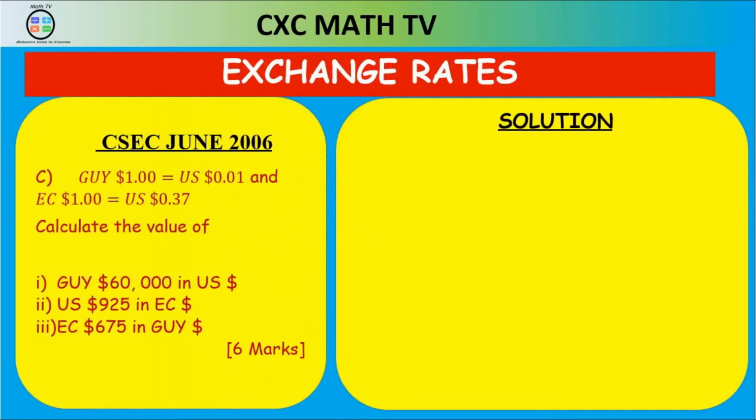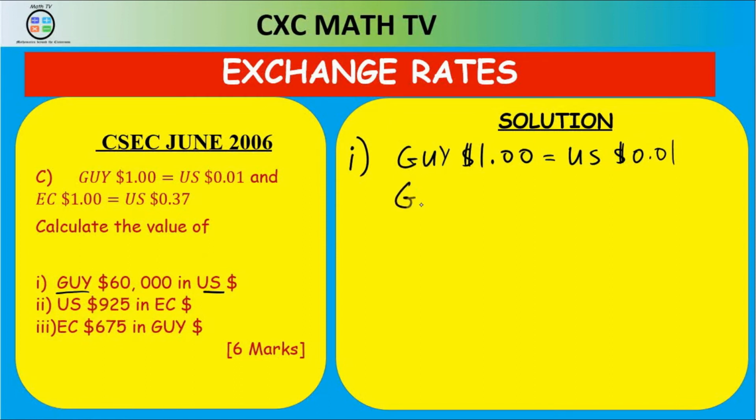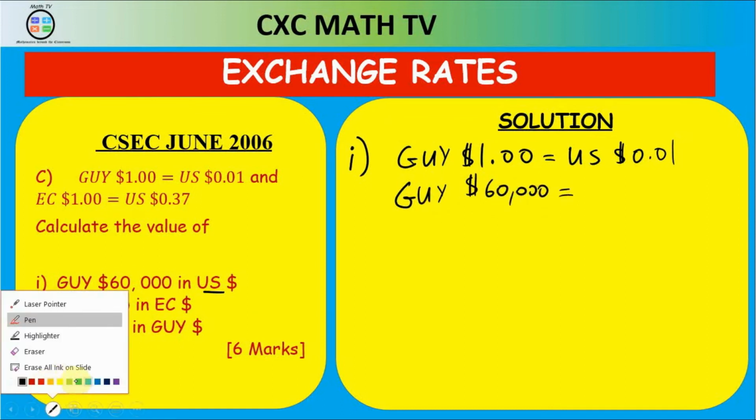All right, so in doing this question, the first thing is part 1 wants us to convert between Guyanese and USD. So remember step 1, always write down the exchange rate. What is the exchange rate given? Guyanese $1. They say it's equal to US $0.01. Now, what's in the question? Guyanese 60,000. So now Guyanese 60,000, that's equal to how many US? We don't know, so we call that Y.